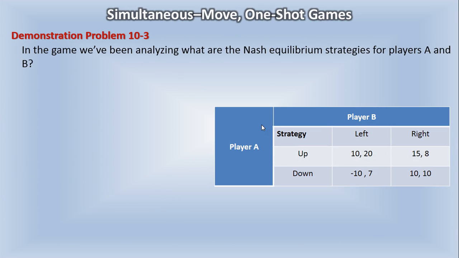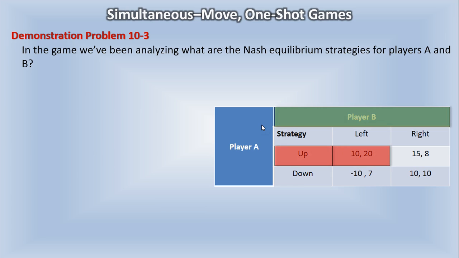So let's do a demonstration problem to try to identify the Nash equilibrium. In the game we've been analyzing, the question is, what are the Nash equilibrium strategies for players A and B? All right, so in order to identify Nash equilibrium strategies, we need to take the perspective of each player and consider what they would do optimally in response to their opponent's possible moves. So the Nash equilibria will be the outcomes that both players would choose.